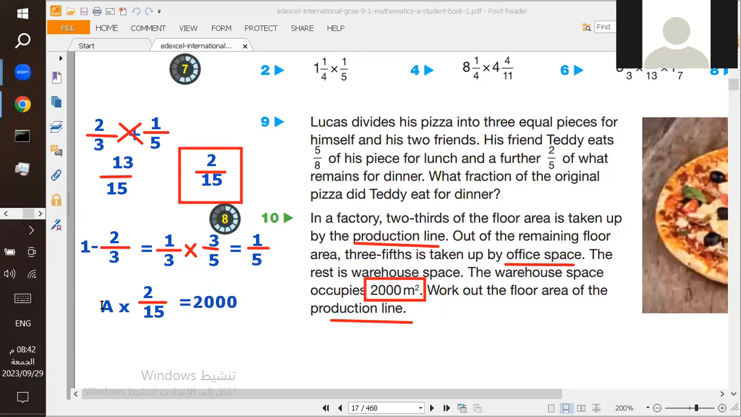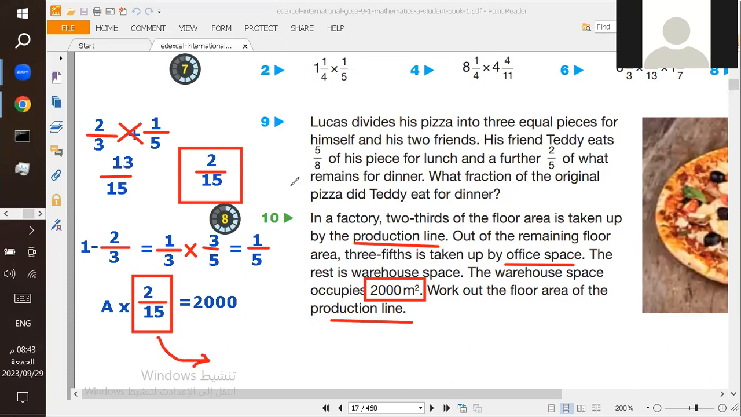Now, we want to know what's the whole area. So we're going to take this fraction to the other side because it's multiplied. We're going to take it to the other side by dividing. Or you can keep this multiplied, and then take this by multiplying and then the 2 by dividing. Up to you. But when we use fractions, it's better for me to take the whole fraction by dividing and do it with the calculator. So I'm going to take the whole fraction like this by dividing.